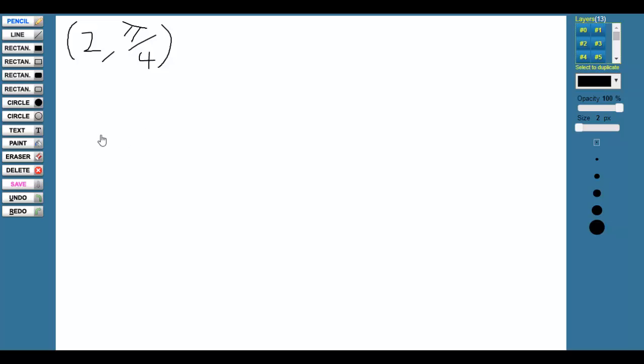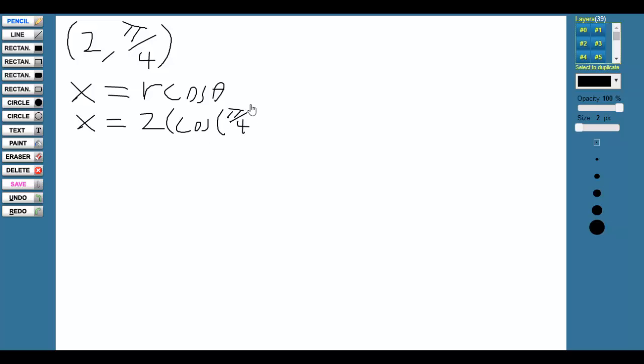Alright, so using the two equations we had before, we'll find x first. x equals r cosine theta. All you have to do is plug in your r and your theta. So you have x equals 2 times the cosine of pi over 4. And that will give you 2 times square root of 2 over 2. So your x will equal square root of 2.